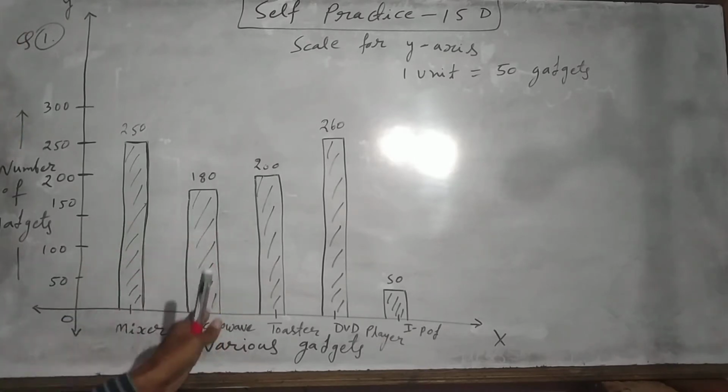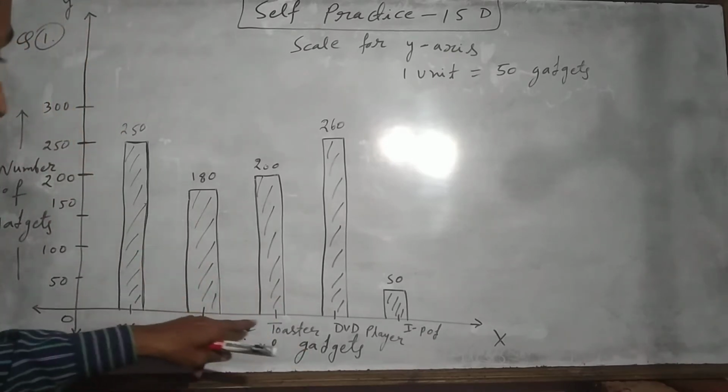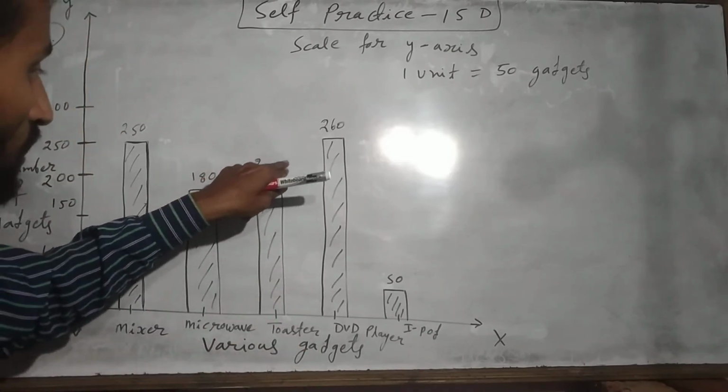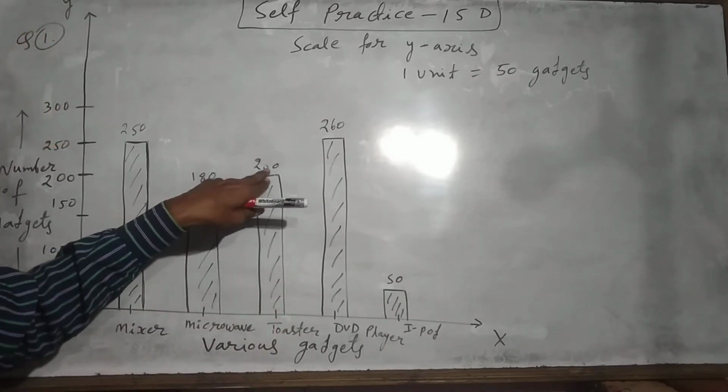After that, go for the next one, which is the toaster. Toaster is 200, so we will go up to 200 and then close. This one is toaster, 200.